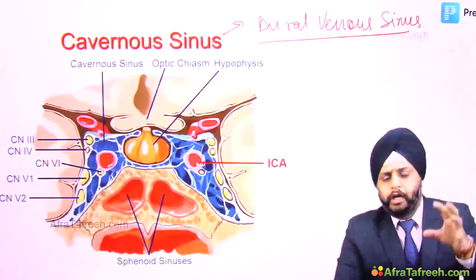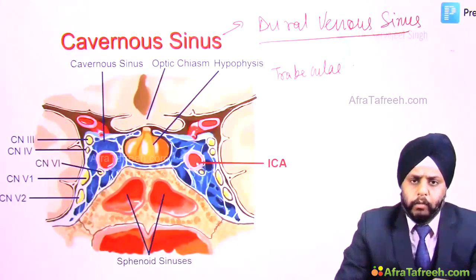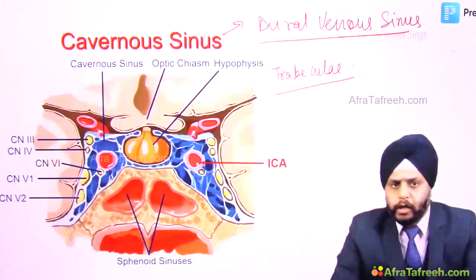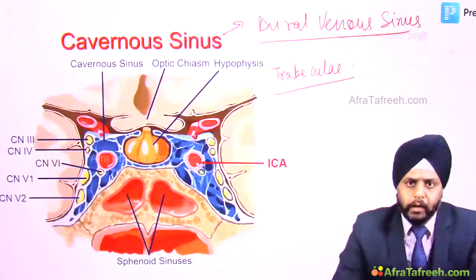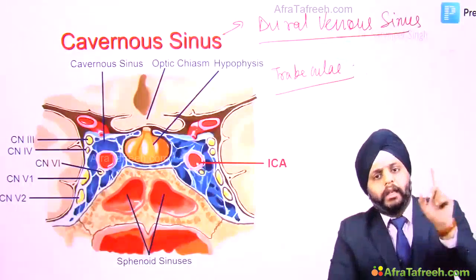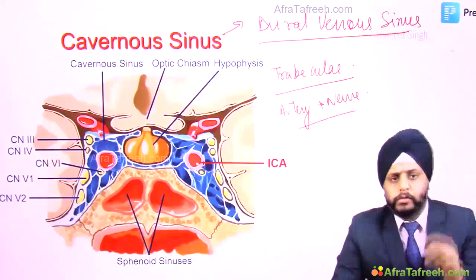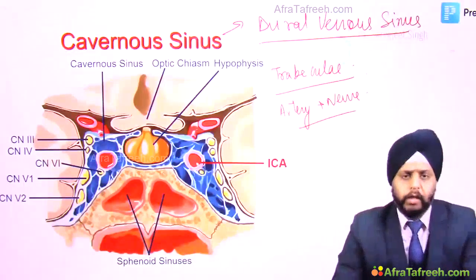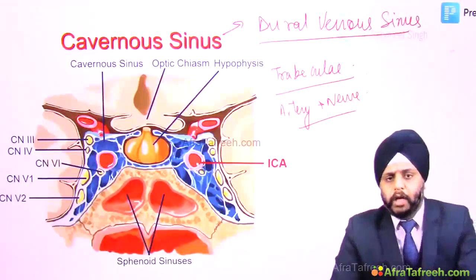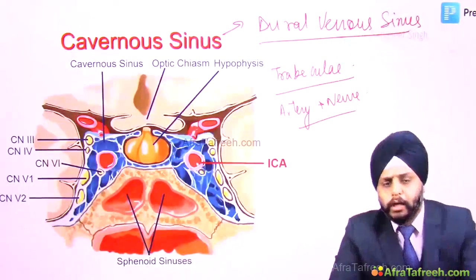But the differentiating point is, number one, you can see that in this cavernous sinus there are a lot of trabeculae, which are not seen in the other dural venous sinus. So it's a unique sinus, there are a lot of trabeculae. Then this is the only sinus through which an artery and nerve are going through. You see, the artery, the ICA, and the nerve, the sixth nerve, they pass through the cavernous sinus. Okay, so this is the only dural venous sinus in which we have the trabeculae and the artery and the nerve going through the sinus.